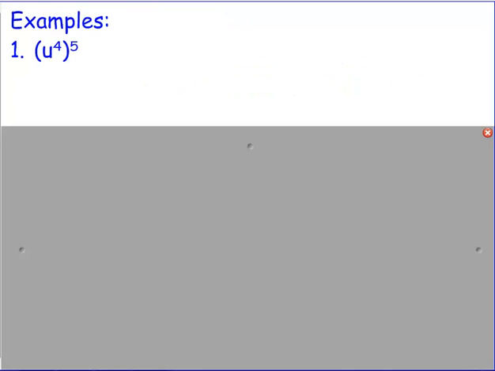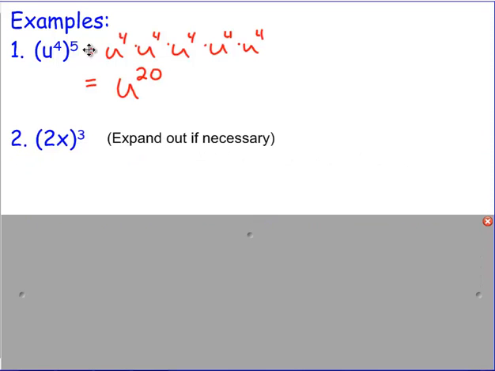If I have u to the fourth to the fifth, if I needed to expand that out, that would be u to the fourth times u to the fourth times u to the fourth times u to the fourth. And you see why we don't necessarily want to have to expand this out every time. Notice I actually have 5 4s. When I add that up, I could take a shortcut and I could multiply those two, and that would be u to the 20th. An example to absolutely star in your notes here.